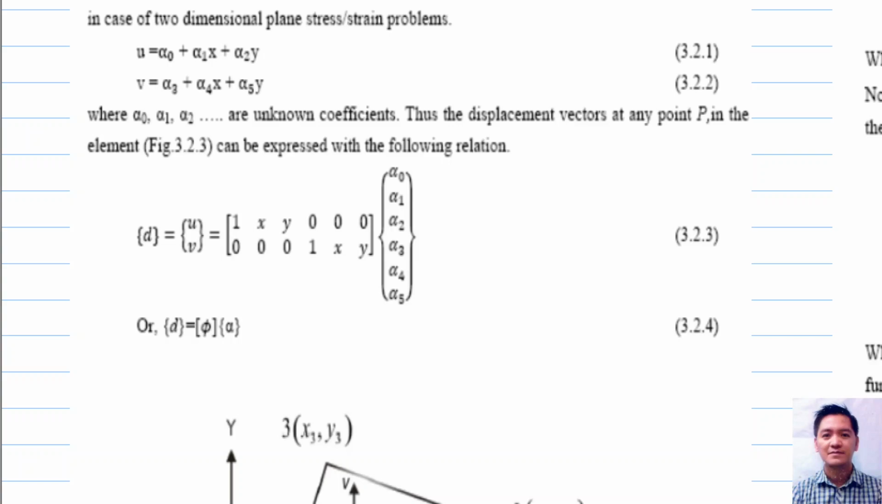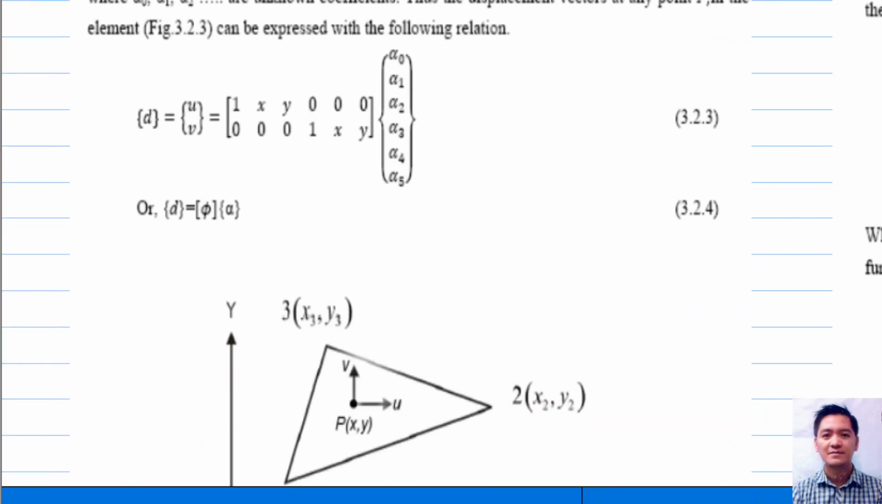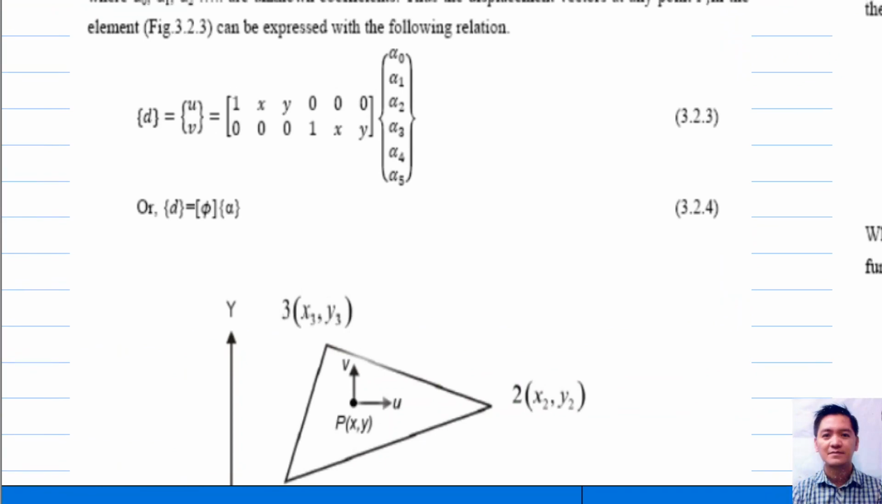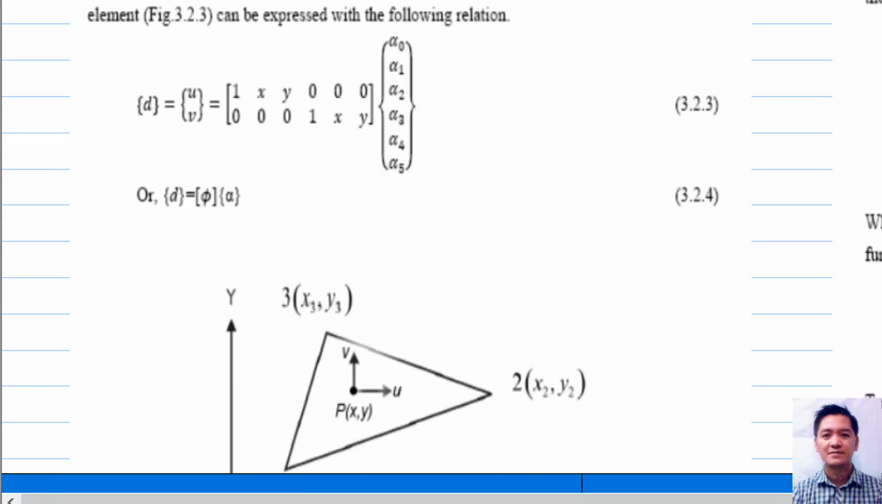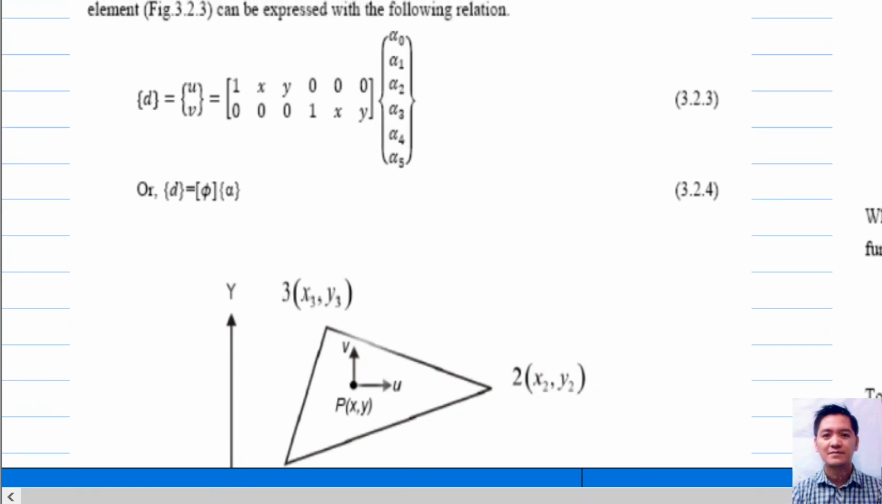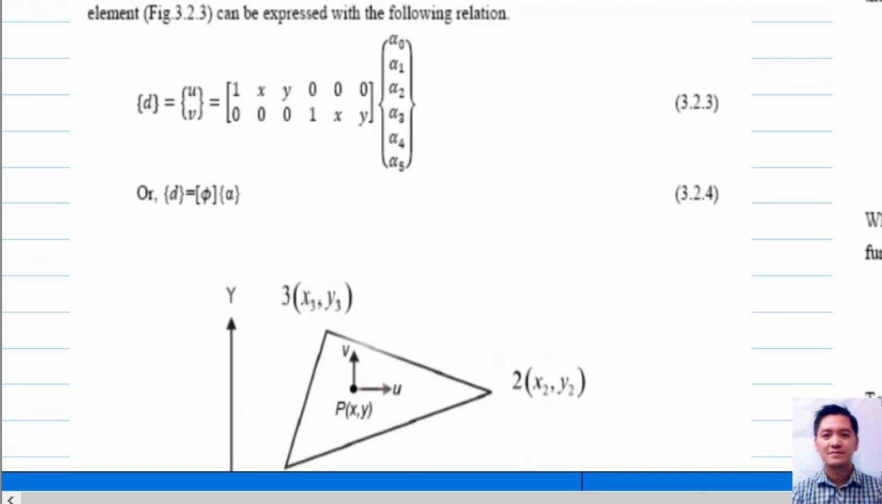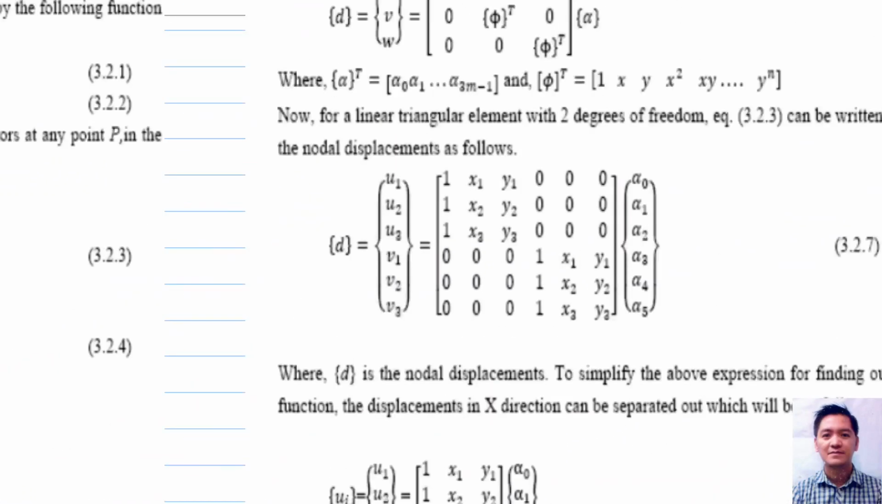From alpha naught, alpha 1, alpha 2, hanggang alpha 5 na unknown constants. Or in simple form, the D matrix is equal to phi matrix times the alpha. Next is, ito yung drawing ng ating triangular element having 3 nodes, of course. So, meron siyang coordinate na x1, y1, x2, y2, and x3, y3.